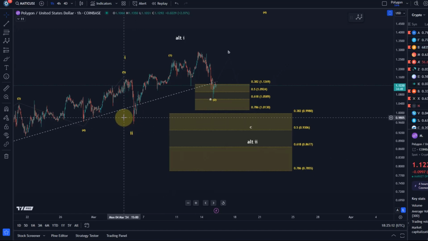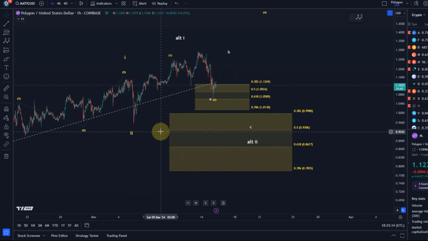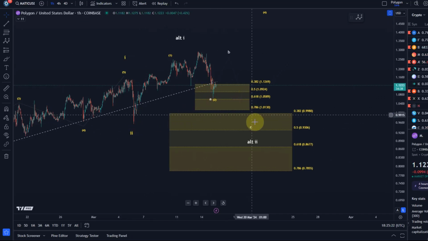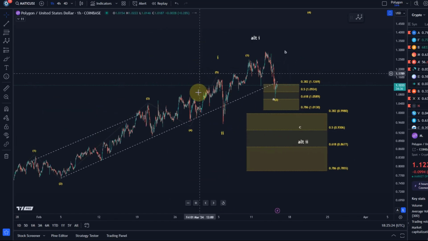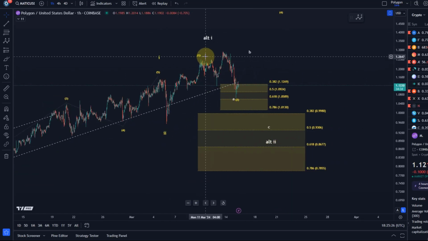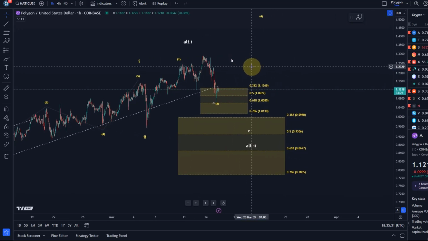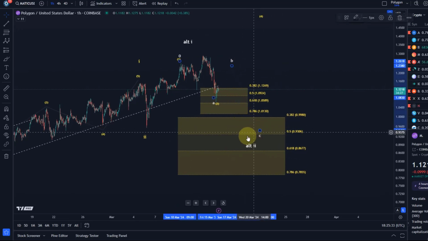That's the clear level that we can use to distinguish between the two scenarios, because that's the objective level. Below that level, I cannot go ahead with the yellow count anymore. But I can still then focus on the white count, which is just a larger ABC structure. So A wave down, a B wave could unfold from this region, and then the C wave could still occur.